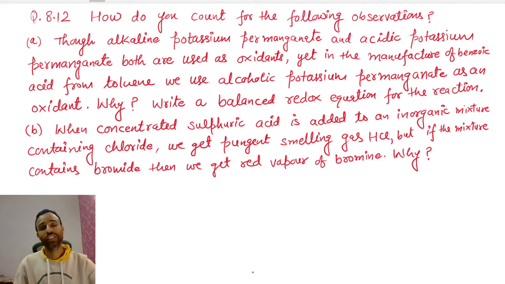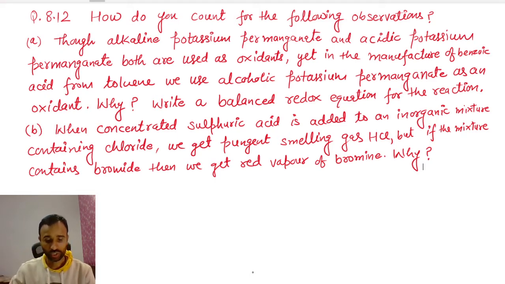Today we are going to discuss a question from redox reactions of class 11th. Question number 12: how do you account for the following observations? Though alkaline potassium permanganate and acidic potassium permanganate both are used as oxidants, in the manufacture of benzoic acid from toluene we use alcoholic potassium permanganate as an oxidant. Why? We have to write a balanced equation for this reaction, and justify why we use this alcoholic potassium permanganate.